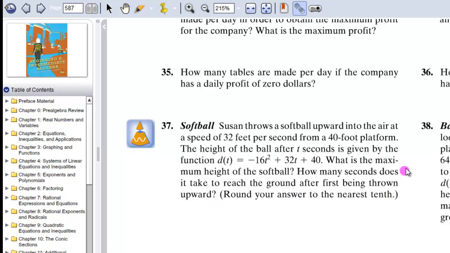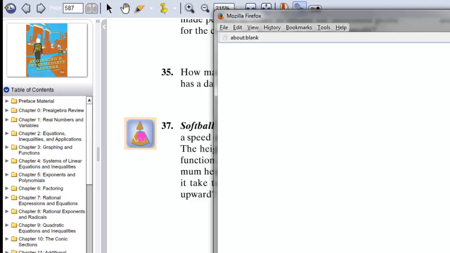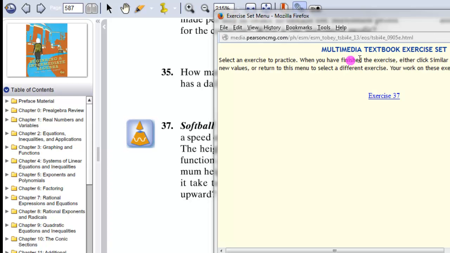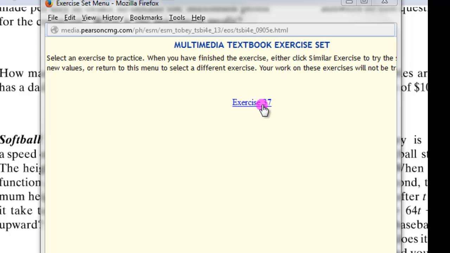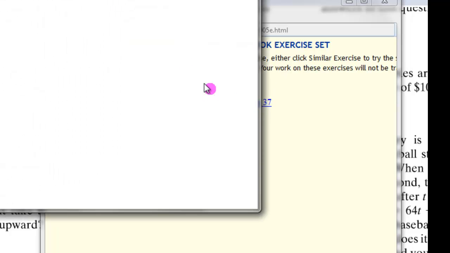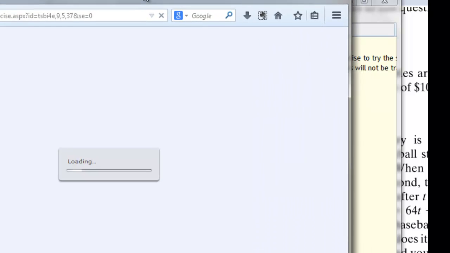Okay, so this is awesome. What we're going to do here is cut and paste this to another document so that I can write and show you how to do this problem. Before I show you the solution to number 37, I want you to see again that you've got this help. When I click here, it says you have an exercise set for exercise 37. Click that link.